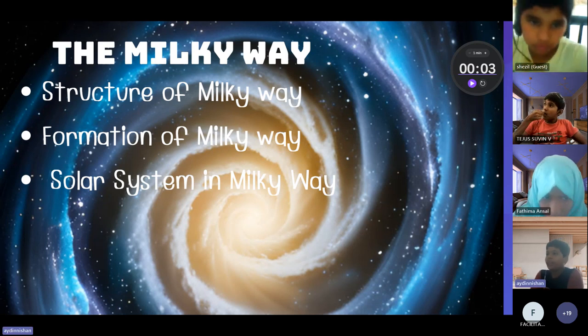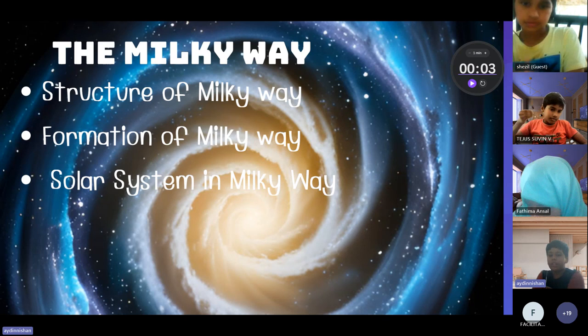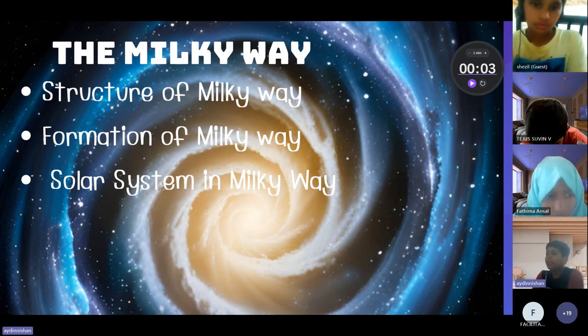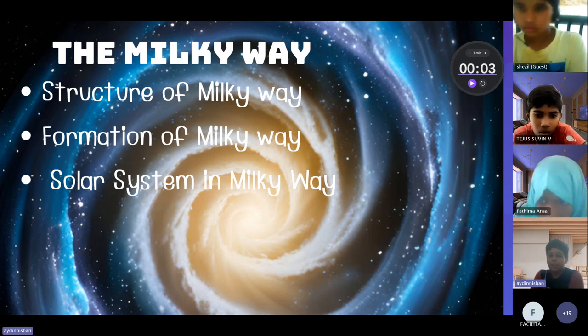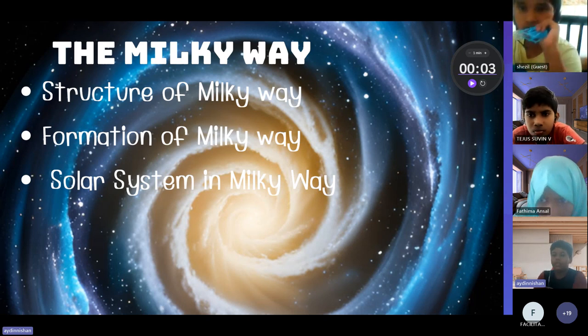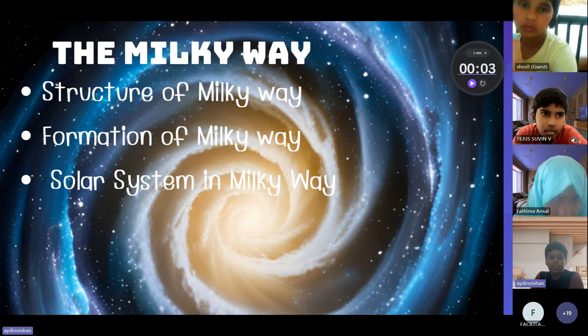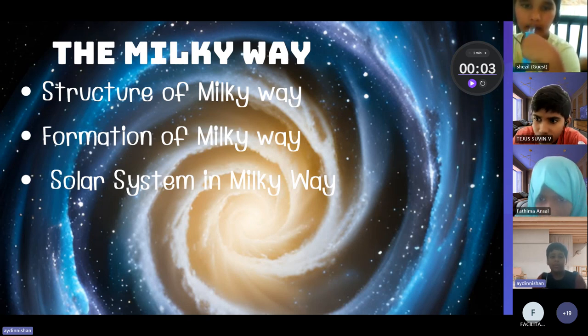The next topic we need to know about the Milky Way is how it was formed. The Milky Way galaxy, like I said before, is thought to have formed around 13.6 billion years ago, shortly after the Big Bang. The making of the Milky Way was a gradual process that took billions of years. One key process that contributed to the formation of the Milky Way was the accretion of gas and dust. As these materials came together, they began to collapse under their own gravity, forming dense clouds that eventually gave rise to stars and planets.